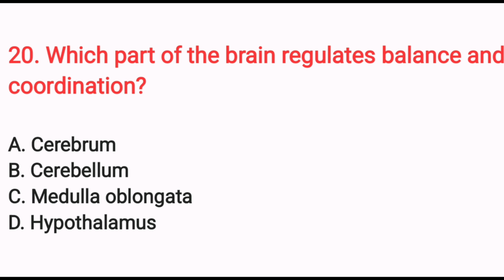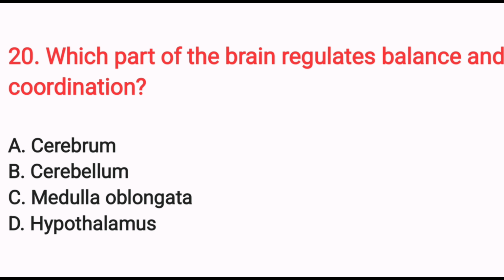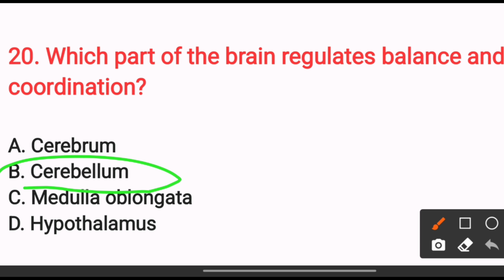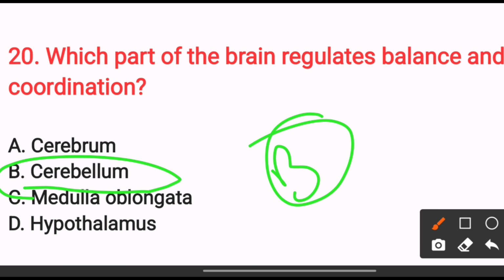Next, which part of the brain regulates balance and coordination? Option A, cerebrum. Option B, cerebellum. Option C, medulla oblongata. Option D, hypothalamus. The answer is option B. Option B is the correct answer. The cerebellum regulates balance and coordination.